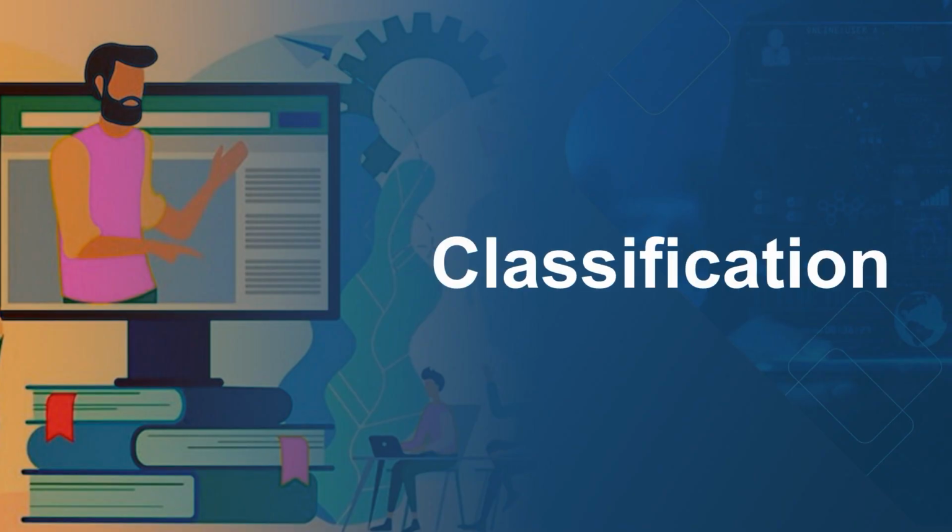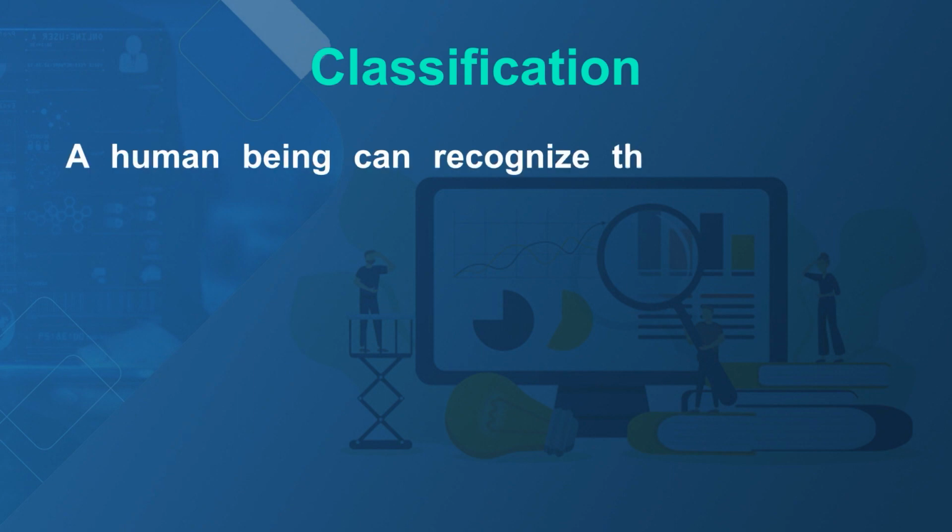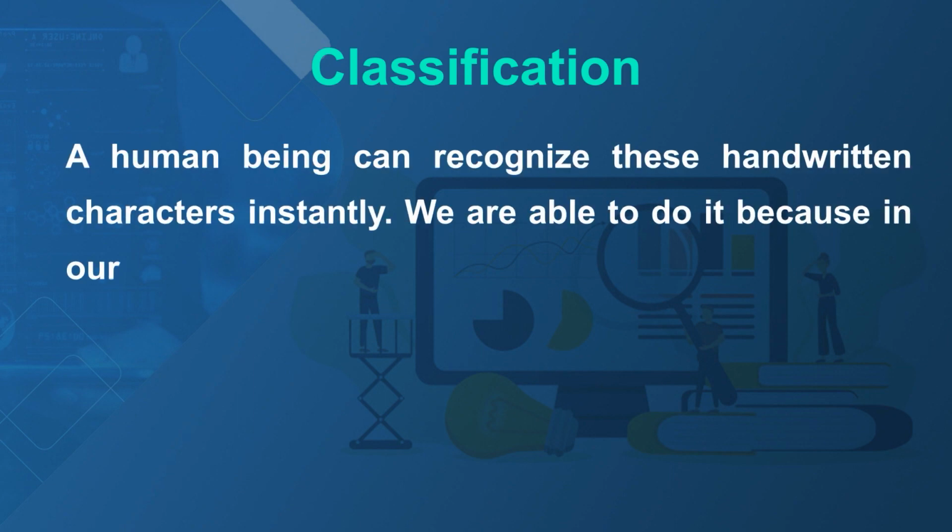Now we come to classification. Classification is a process of recognizing the category or class to which a given object belongs. A classic example of classification is handwritten character recognition. Every person has a unique handwriting style, and moreover, every time a person writes a character, it is written a little bit different from previous instances. Yet, a human being can recognize these handwritten characters instantly.